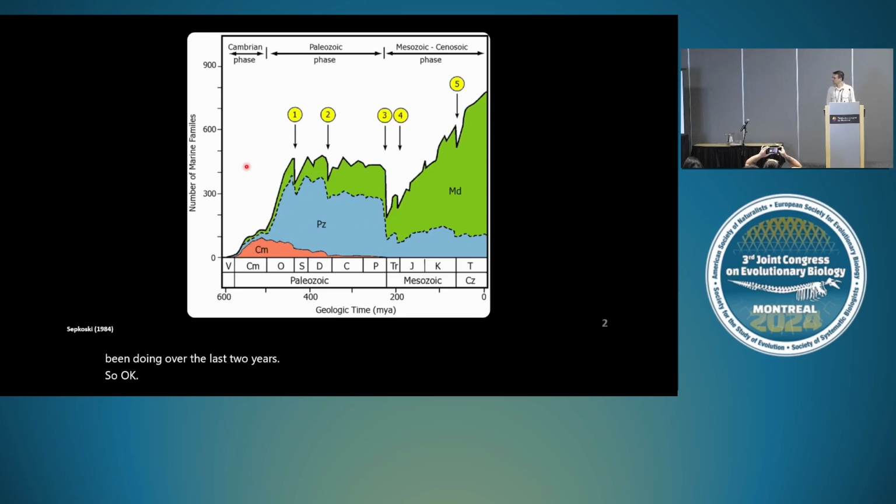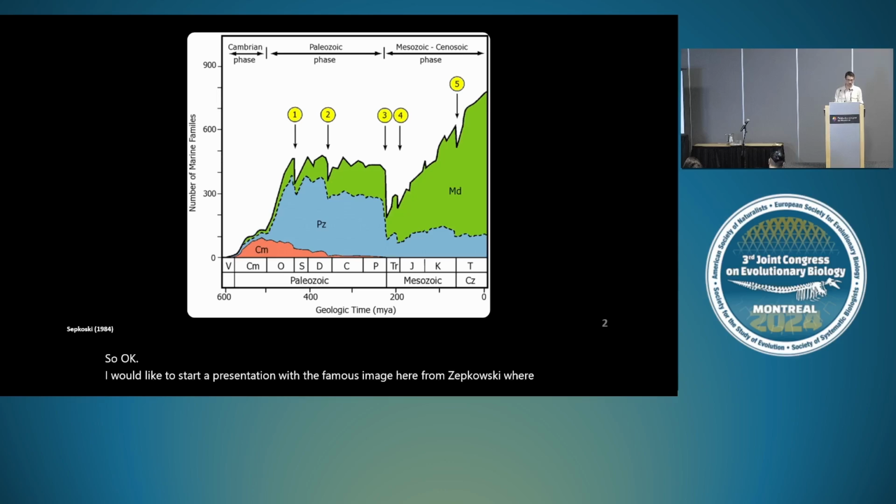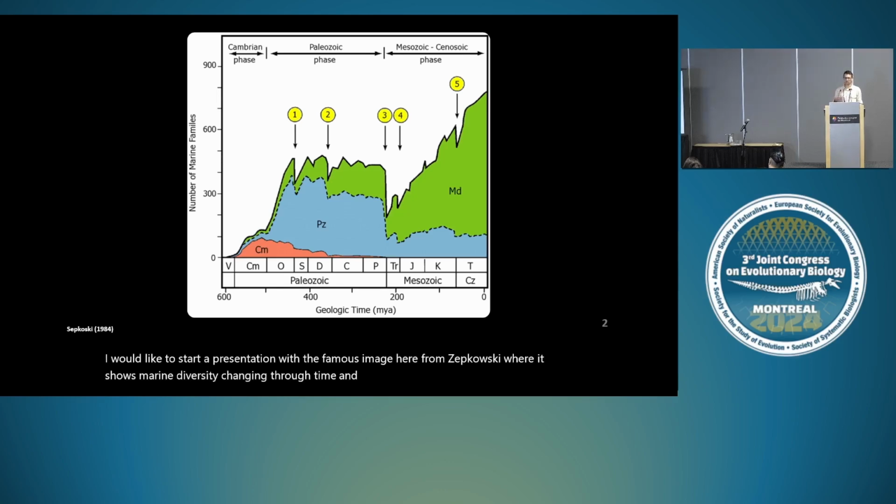I would like to start our presentation with this famous image here from Sepkowski, where it shows marine diversity changing through time and being punctuated by the 5 big mass extinction events. And we all know that one of the main goals in evolutionary biology is to try to understand the mechanisms that generate such patterns through time. And we can do that by looking into speciation and extinction rates, because usually the mechanisms that control diversity leave some kind of signature that you can trace, looking into those rates that always follow diversity patterns.